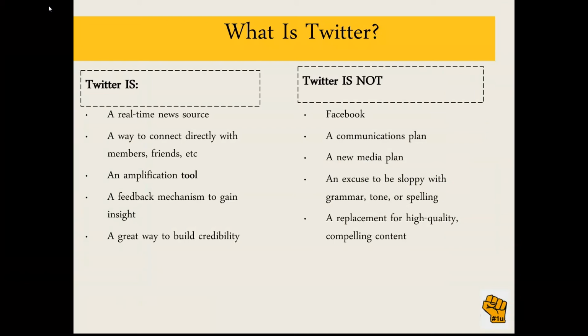Lastly, and this kind of goes without saying, Twitter is not an excuse to be sloppy with tone or grammar. Remember, your followers will be retweeting your tweets. We'll talk about what retweeting is in a bit. They'll be retweeting your tweets to their followers with your handle attached. And we've already talked about credibility. Grammatically incorrect tweets do not build credibility.